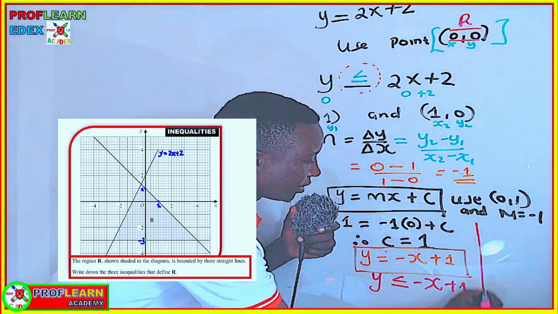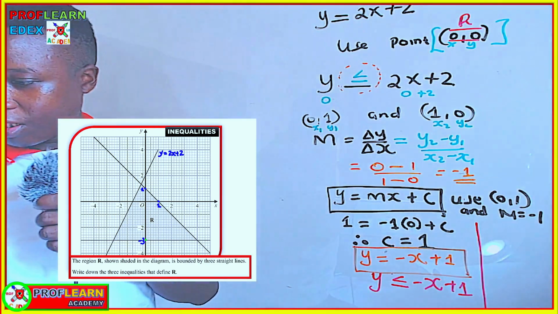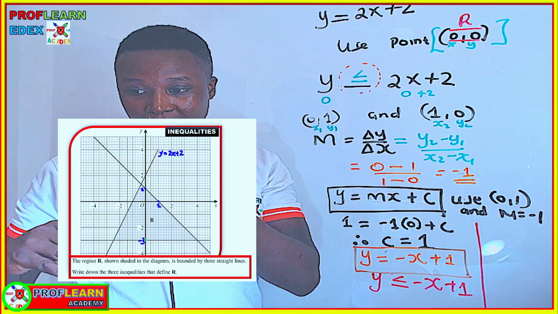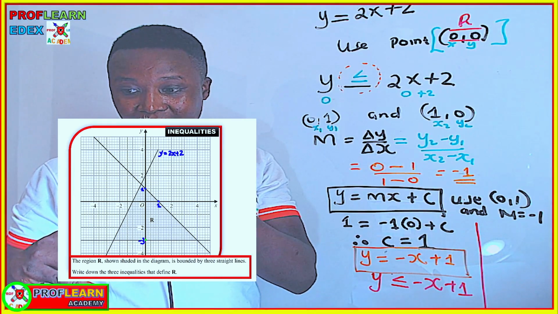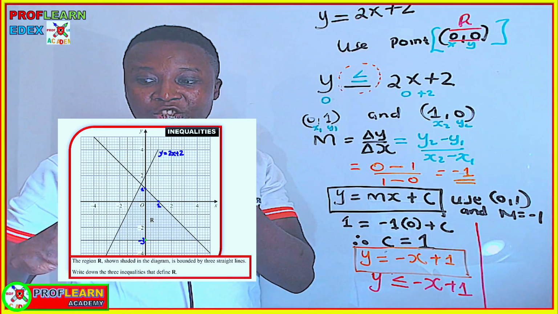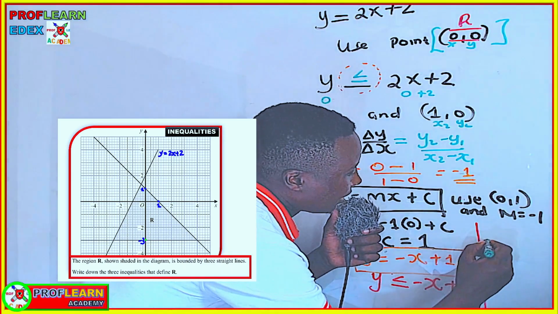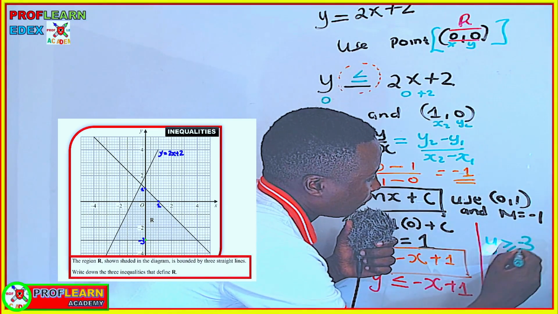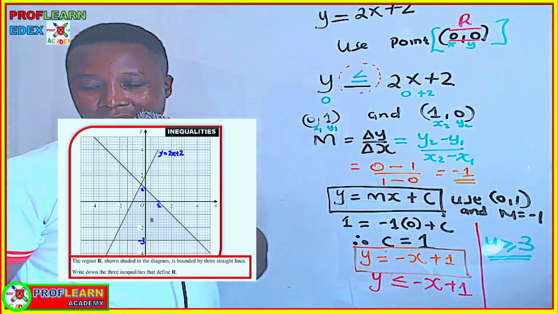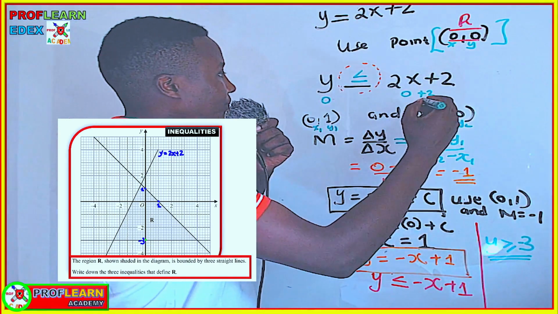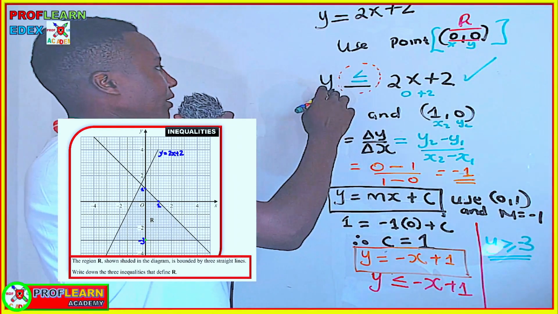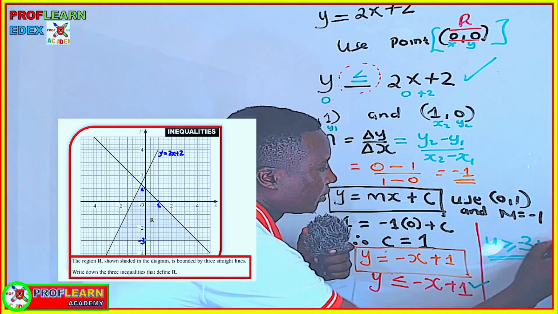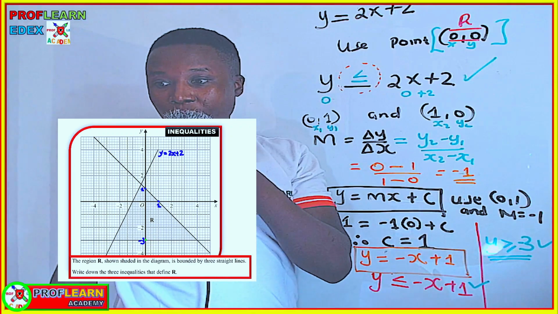There is one more inequality that we need to mention so that we can finish up with this. There is this line that is passing through horizontally, this line that is passing through -3, and the region is above it. So we're going to say this is the line y is greater than or equal to -3. So we were having a set of 3 inequalities. This one here, y is less than or equal to 2x plus 2, the second one is this, and the third one is y is greater than or equal to -3.